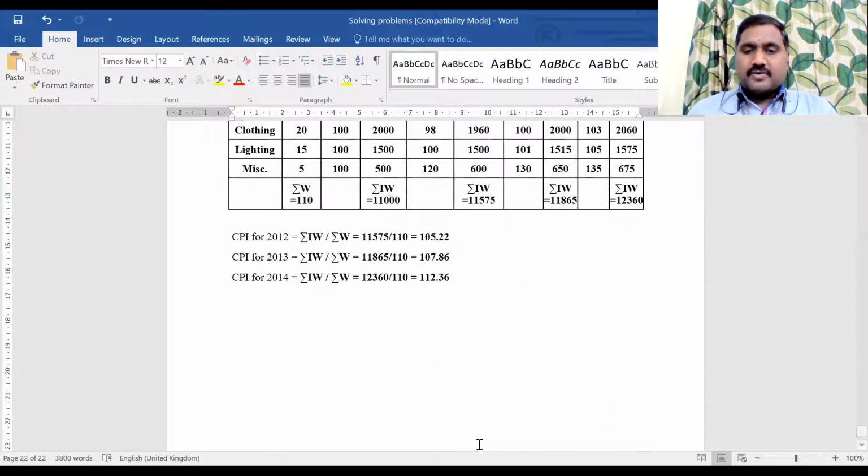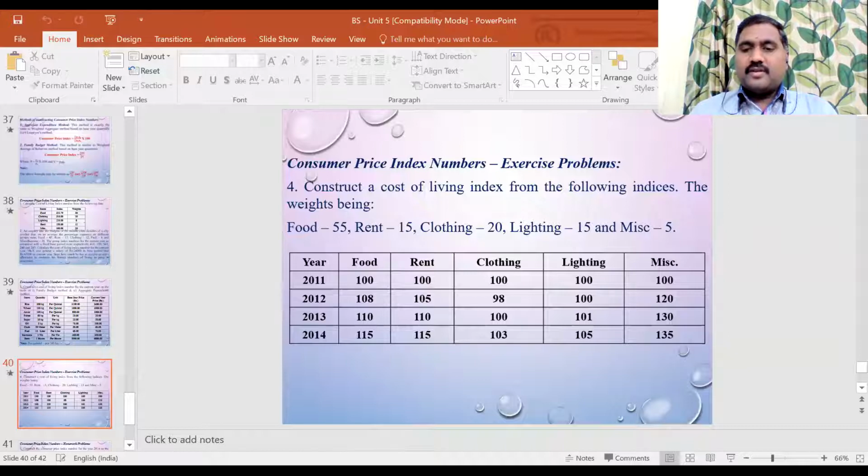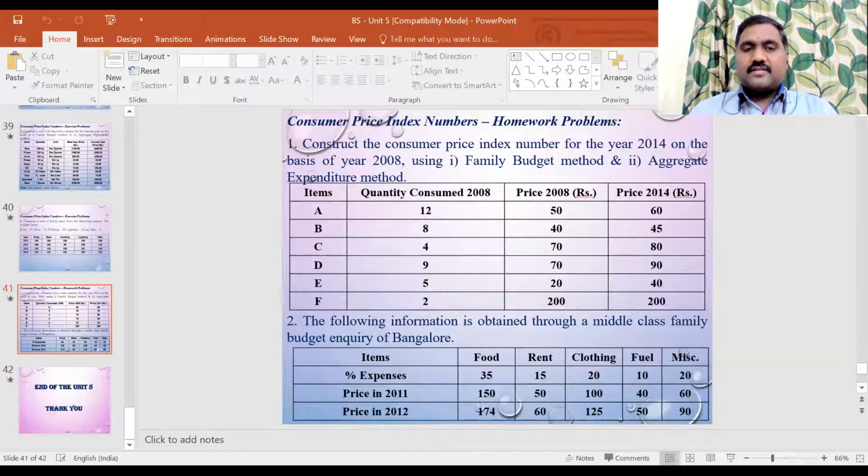So I'll stop sharing this Word document. I'll share the PPT. Okay, so we worked out this problem. Now take down this homework problem. Please make it fast.